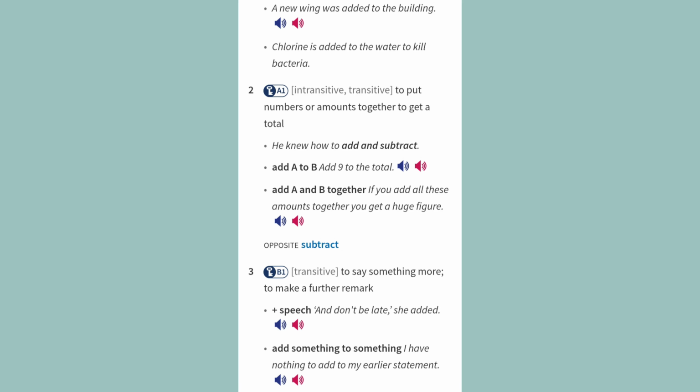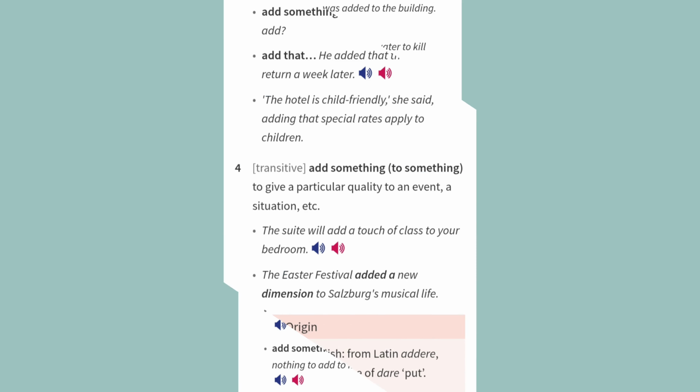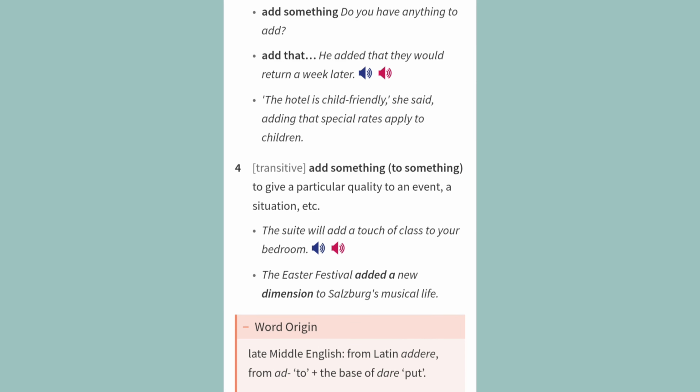3. Transitive, to say something more, to make a further remark. Example. Speech. And don't be late, she added. Add something to something. Example. I have nothing to add to my earlier statement. Add something. Example. Do you have anything to add? Add that. Example. He added that they would return a week later. The hotel is child-friendly, she said, adding that special rates apply to children.